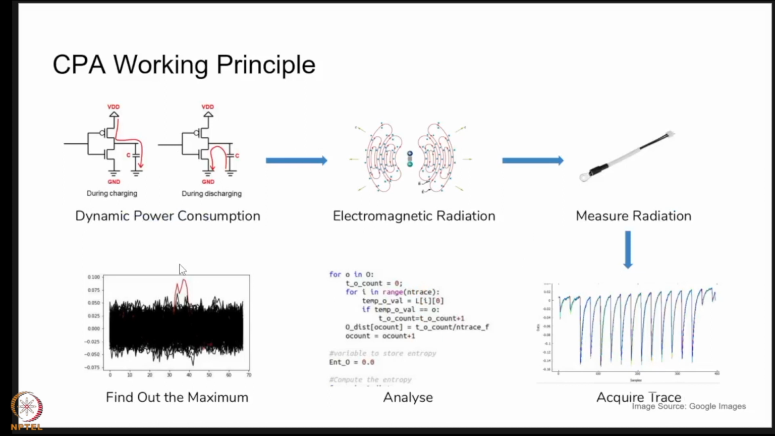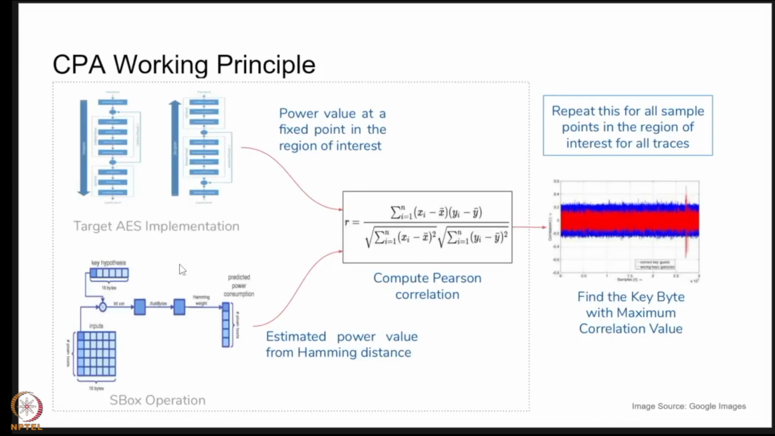So based on this dynamic power consumption, we generally collect the EM radiation. Ideally, in a real setup, we have electromagnetic probes from where we collect the traces, and then the traces are transferred to an oscilloscope, and then we collect the traces onto the PC. So this is the general working principle of a CPA.